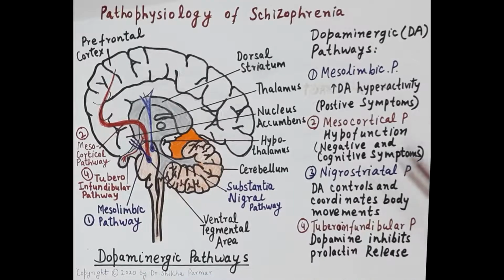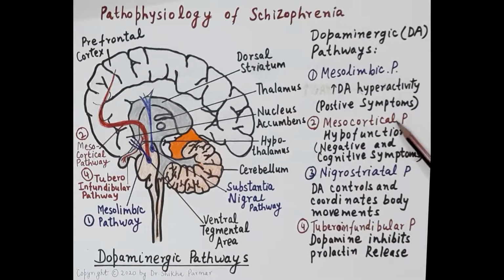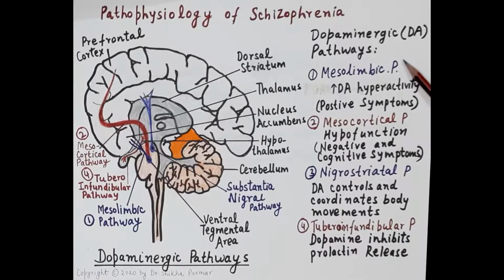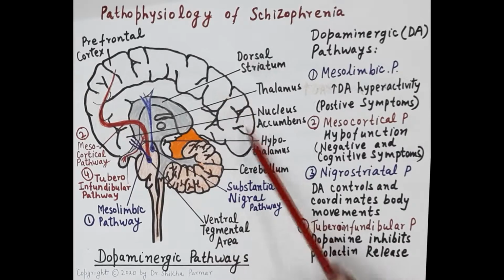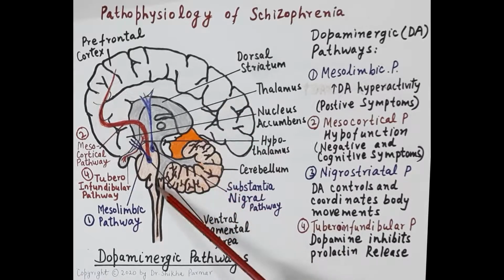This slide talks about the pathophysiology of schizophrenia. Dopamine, a neurotransmitter, plays a very important role in the pathophysiology of schizophrenia. We'll talk about the dopaminergic pathways. There are 4 dopaminergic pathways, and we'll talk about all these 4 one by one. First pathway is the mesolimbic pathway. Now, this is the diagram. This diagram shows the brain and the brain stem.